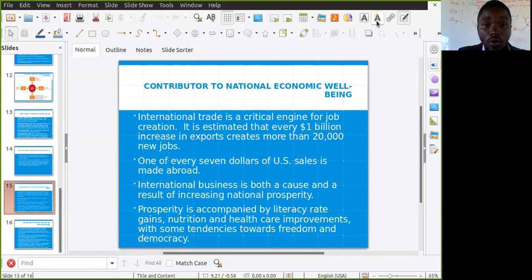Point number 2, one of every $7 of USA sales is made abroad. Point number 3, international business is both a cause and a result of increasing national prosperity. Point number 4, prosperity is accompanied by literacy rate gains, nutrition and health care improvements, with some tendencies towards freedom and democracy. These are the 4 contributions that international business has on the national economic well-being.